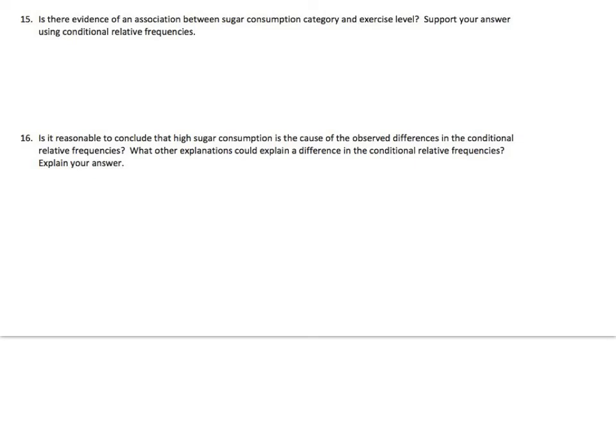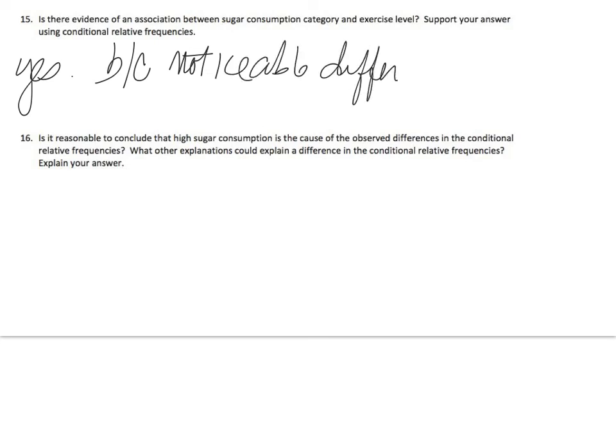Okay, let's use this to answer some questions. Is there evidence of an association between sugar consumption category and exercise level? If I look at sugar consumption and exercise level, there is a noticeable difference on the conditional relative frequencies based on whether a person selected high or low sugar consumption. The differences suggest that association. So when there's a big difference, there is an association.